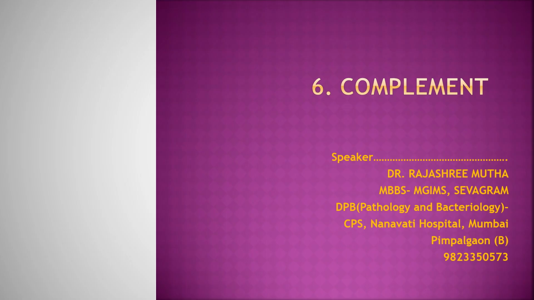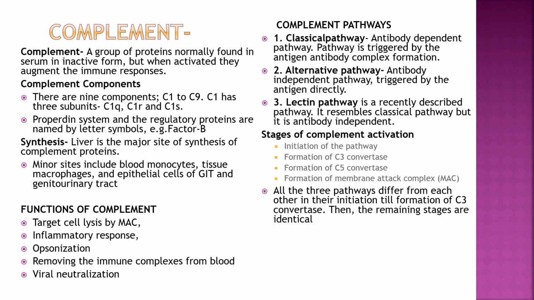Hello students, let's talk about complement. Complement is a group of proteins normally found in serum in inactive form, but when activated they augment the immune responses. Complement components: there are 9 components, C1 to C9. C1 has 3 subunits, C1q, C1r, C1s. The properdin system and the regulatory proteins are named by letter symbols, for example factor B.